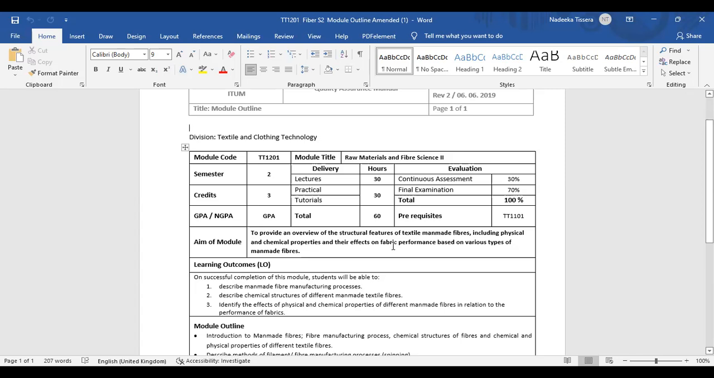So when you pass out from the university and go to the industry, you could have different parts. This module is very important because mainly the fabric performance, that is the final textile article, the fabric, depends on the chemical and physical properties of the fibers that you have used to produce the fabric.